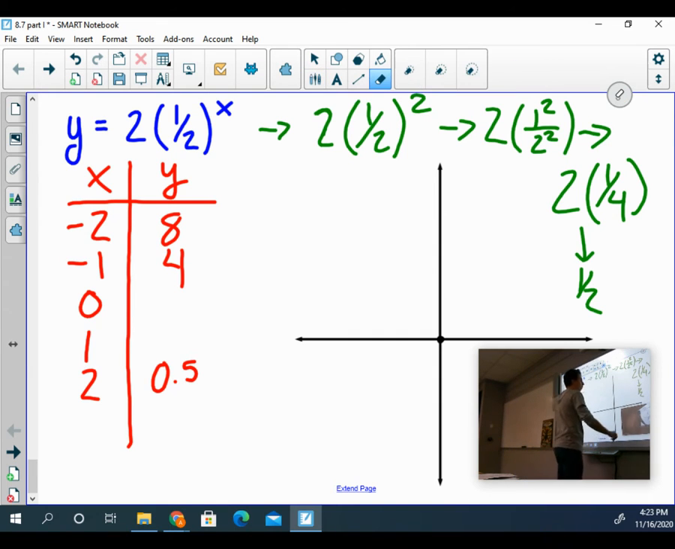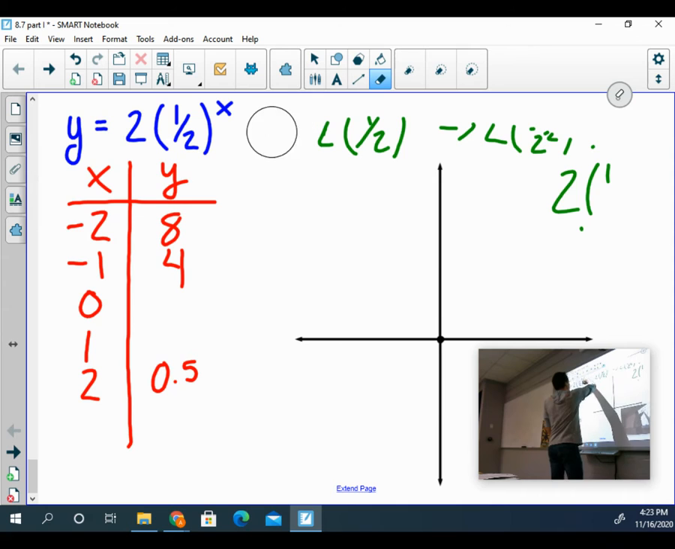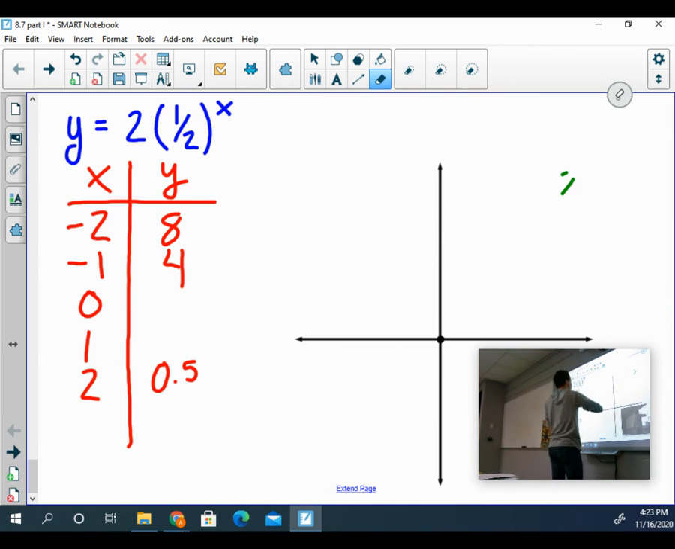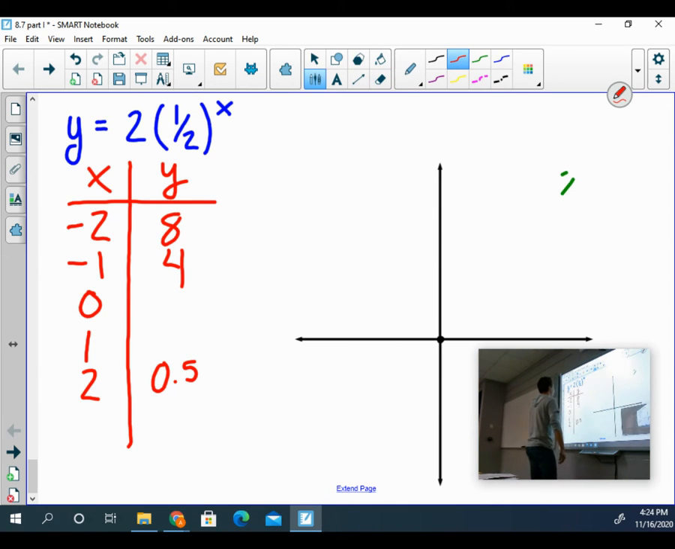Okay, you've plugged 0 and 1 in for x into your exponential function. And what you should end up getting is 2 and 1. Now, a couple things I want you to notice.